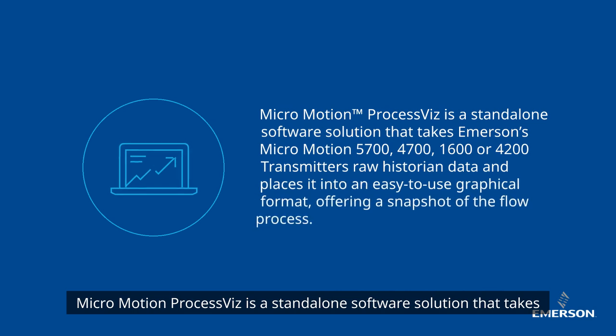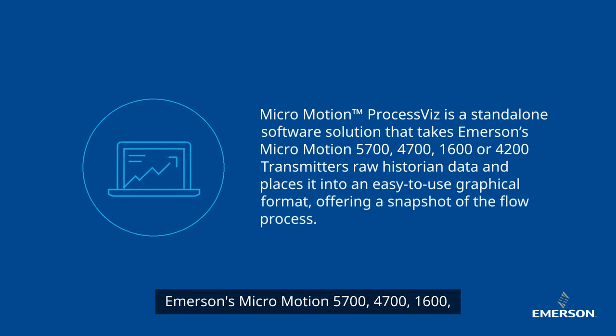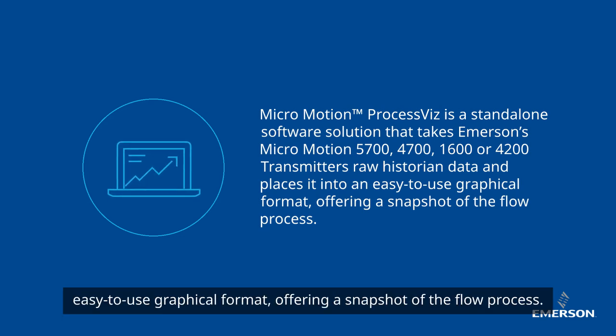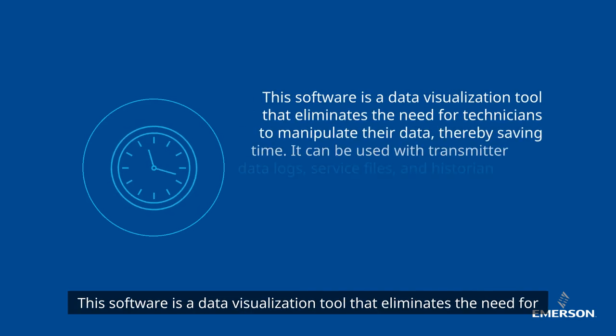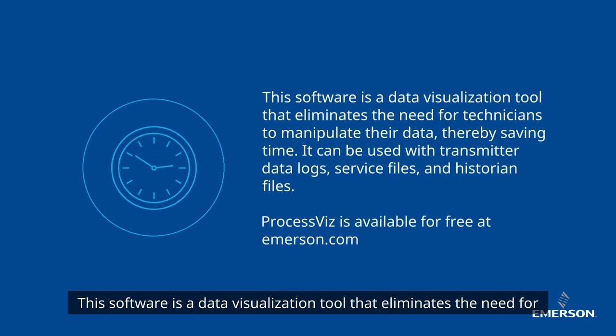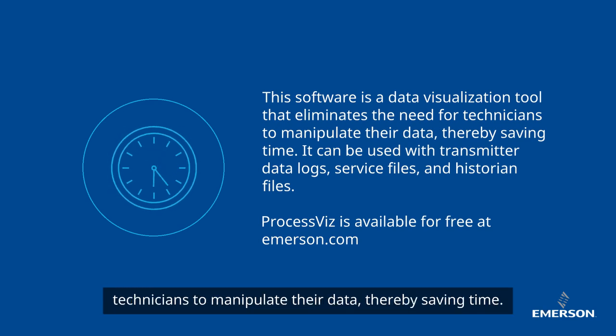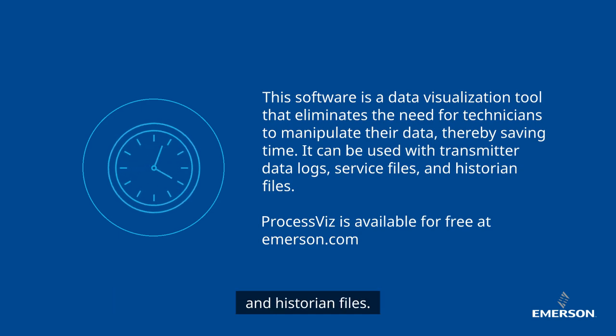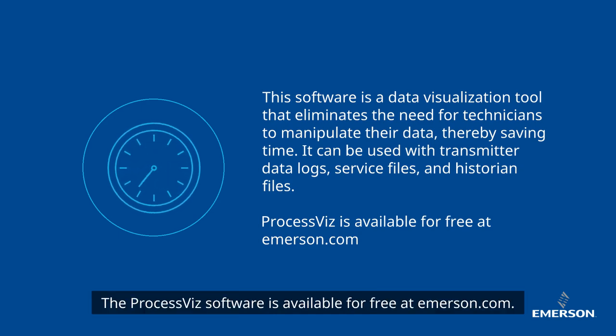MicroMotion ProcessViz is a standalone software solution that takes Emerson's MicroMotion 5700, 4700, 1600, or 4200 transmitter raw historian data and places it into an easy-to-use graphical format offering a snapshot of the flow process. This software is a data visualization tool that eliminates the need for technicians to manipulate their data, thereby saving time. It can be used with transmitter data logs, service files, and historian files. The ProcessViz software is available for free at emerson.com.